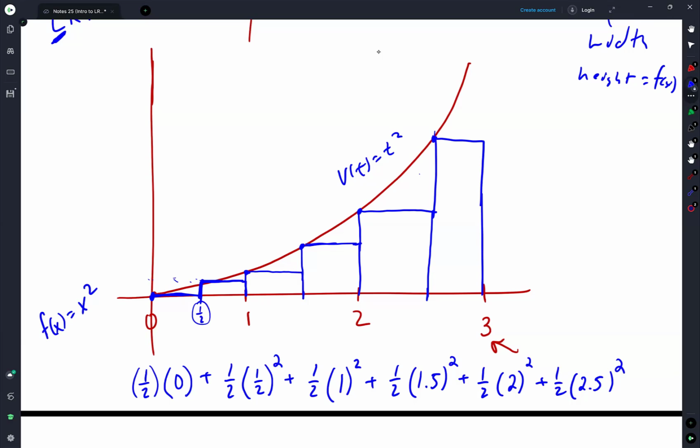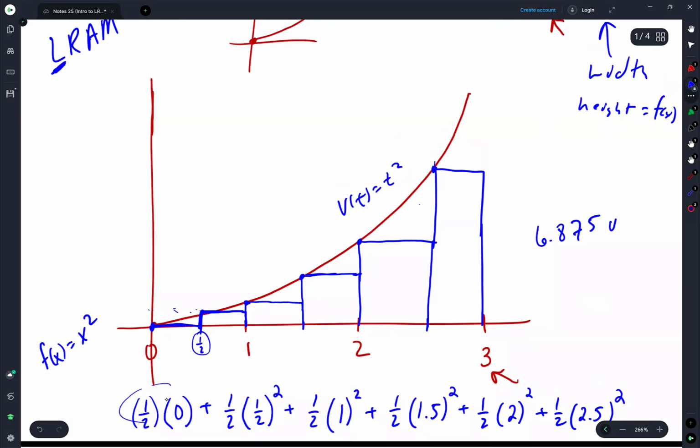I got 6.875. Did someone just do it like this? And you got the same? Perfect. So this area, we got 6.875. It doesn't have units because we have t squared, but you can just put the literal word units for now. That's the area. Well, it's the approximate distance covered between 1 and 3. 6.875 units. We're still going to do it 2 more times.